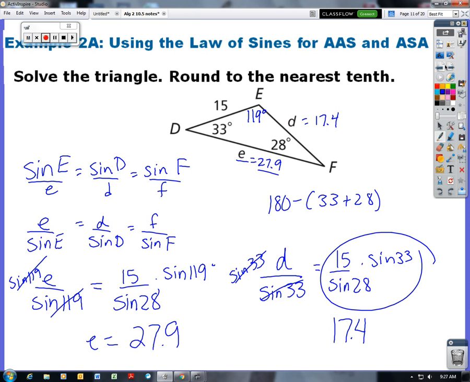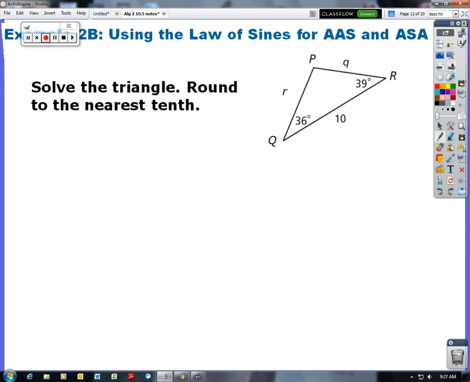I'm going to go back a sec. Is this the same? Okay, it's a little bit different. Solve the triangle, round to the nearest tenth. So again, we know two angles, so I would find the third angle first. That's going to be 180 minus the sum of 36 and 39, so that's going to be 105.